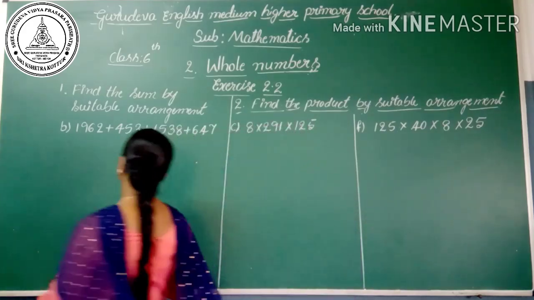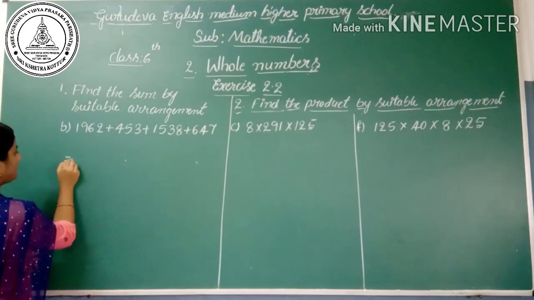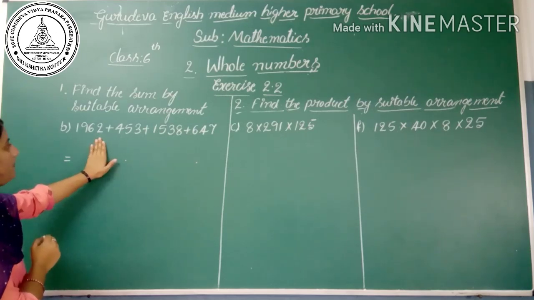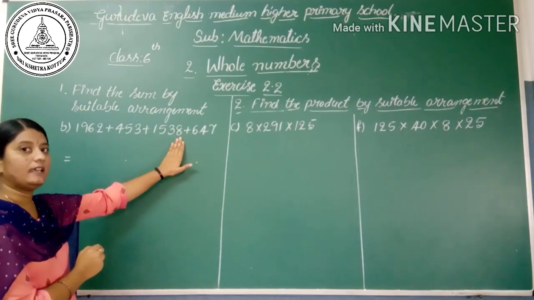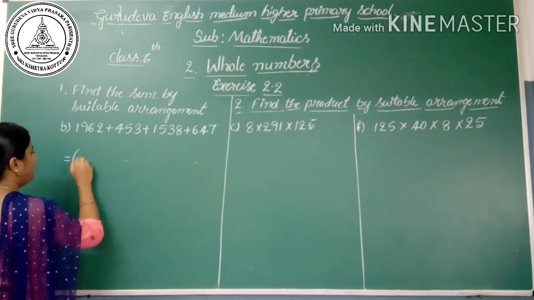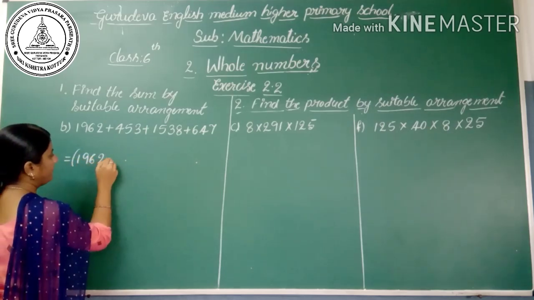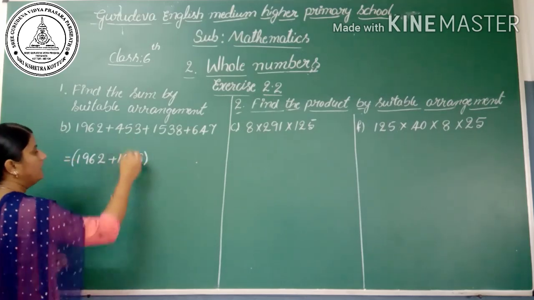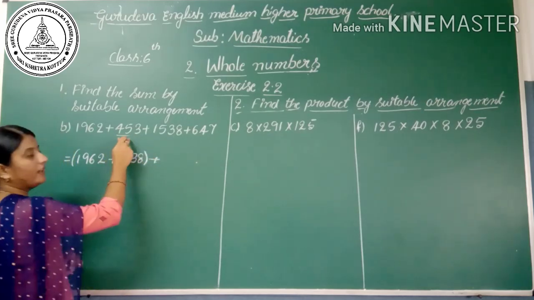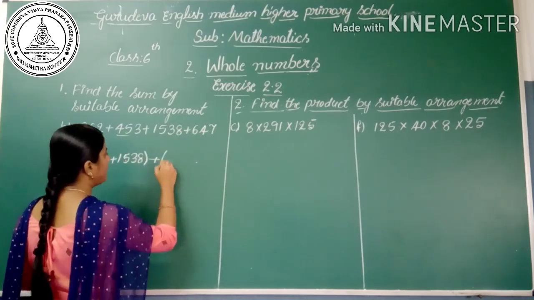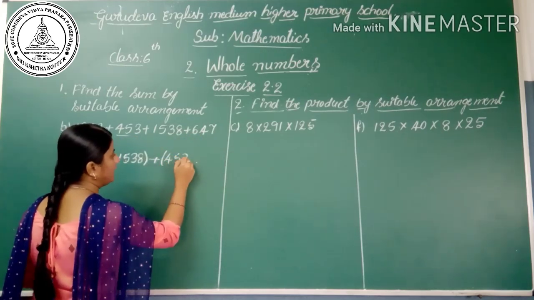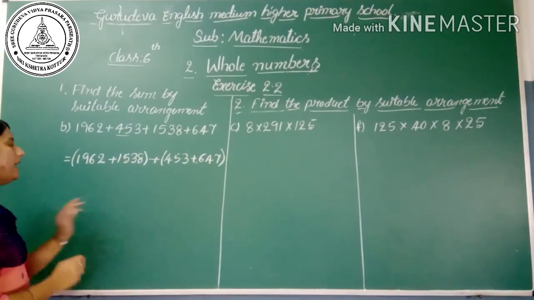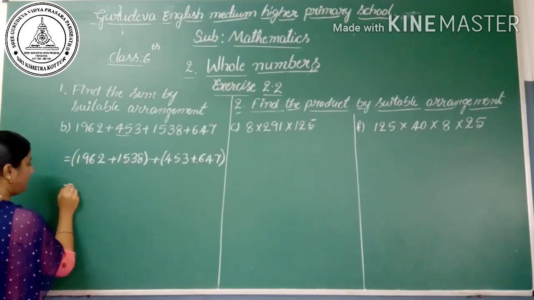First I will add 1962 plus 1538, making it into a group. Then at last, 453 plus 647. Add here, equal below equal.